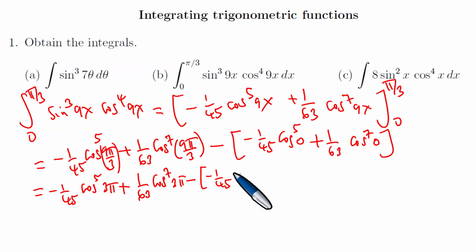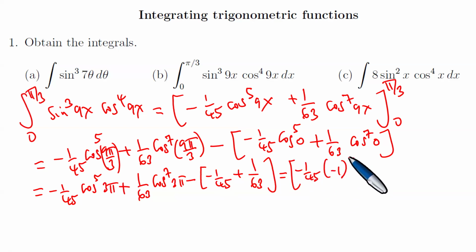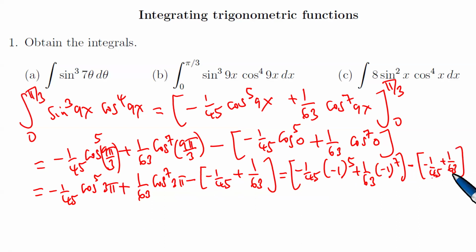So this is minus 1 over 45 plus 1 over 63, because cosine 0 is exactly 1 and cosine 3 pi is negative 1. So we have exactly minus 1 over 45 with minus 1 to the 5th power, giving us just a negative 1, plus 1 over 63, negative 1 to the 7th power, which is just exactly a negative 1. So negative 1 over 45 minus 1 over 63, like so.